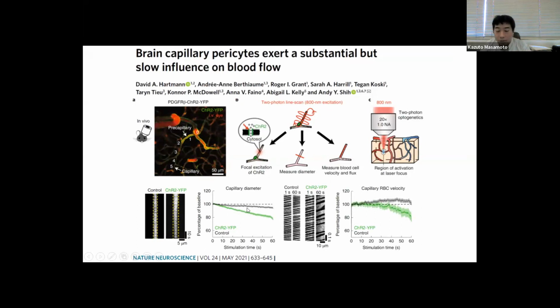And this change in capillary diameter is actually, you see here, very slow. This is a 1 minute time scale. And then at a certain point, the constriction of the capillary causes slowing of the red blood cell flow. This is consistent with our results.